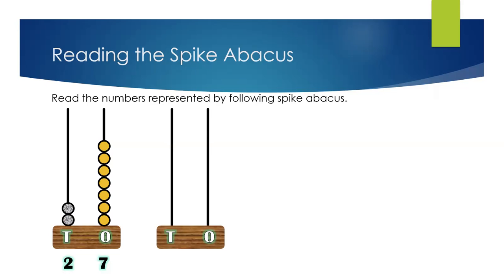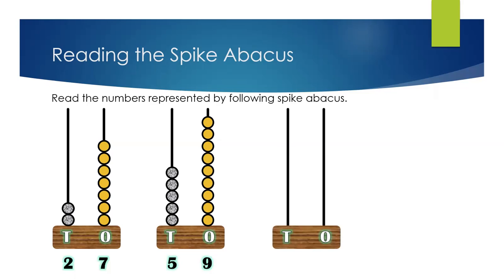Here, similarly, we have some beads. So firstly, we will count the beads in the ones spike. 1, 2, 3, 4, 5, 6, 7, 8, 9. So in the ones place, we have 9 beads. And in the tens place, we have 1, 2, 3, 4, 5. 5 beads. So 9 ones and 5 tens. So the number is 59.